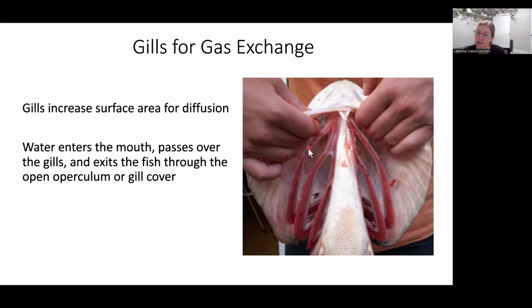So blood comes in. That's why they're so pink and red, is they're full of blood. That blood moves across the surface area of the gills. Oxygen diffuses in, carbon dioxide diffuses out. This is a passive process. It's just moving down your concentration gradient. And through that, then the fish uses its heart to pump that blood around its body. So no lungs, gills instead.